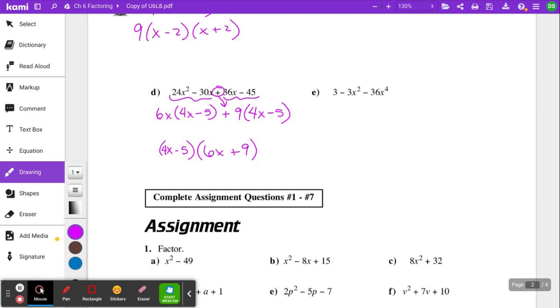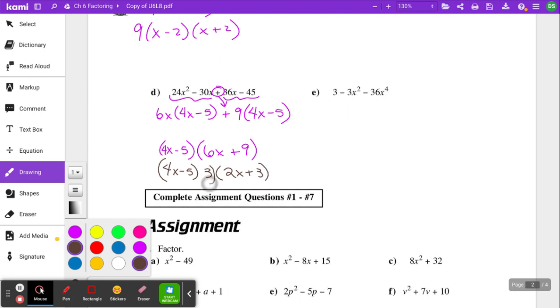No, we're not done. Because why? 6 and 9 times. There's a common factor in there. So, one more step. Copy, copy, copy. Take out a 3, 2x plus 3. You can leave the 3 there. Mostly we put it in the front. Okay? So, always be checking. Do I have a common factor?